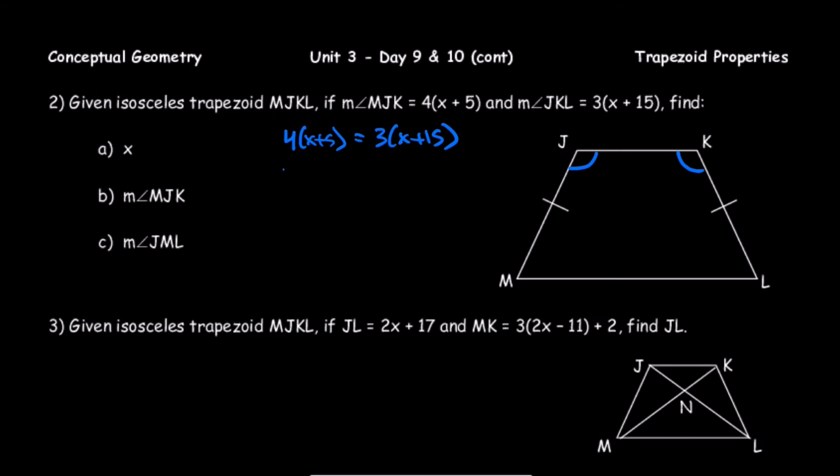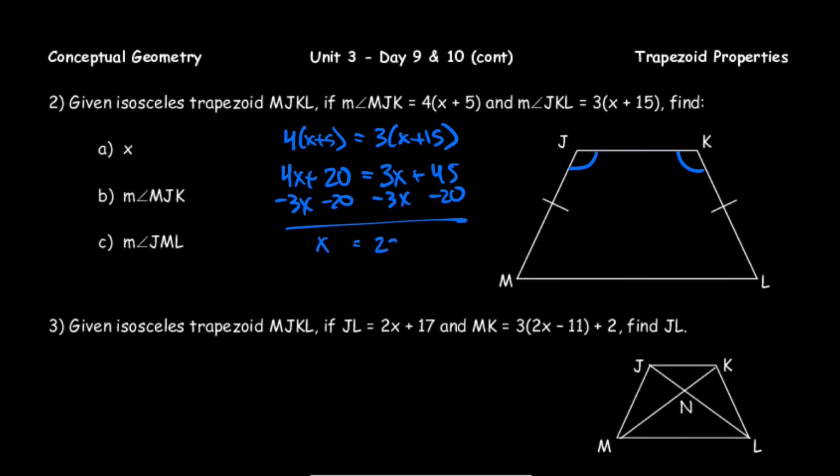So this is going to be 4 times x is 4x, plus 4 times 5 is 20, equals 3 times x is 3x, plus 3 times 15, which is 45. So now we'll subtract 3x from both sides. I'll subtract 20. That's going to give me x here, and 45 minus 20 is 25. So x equals 25.